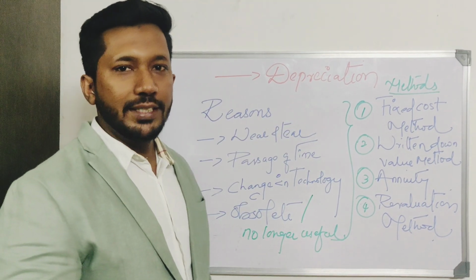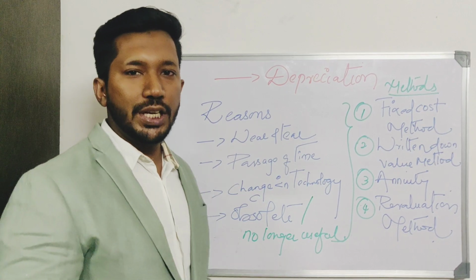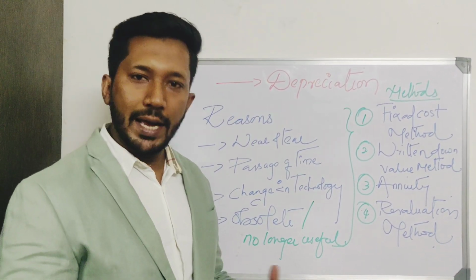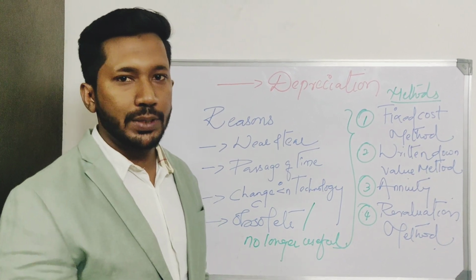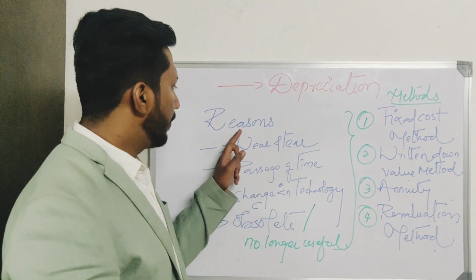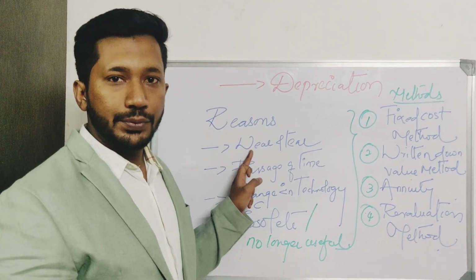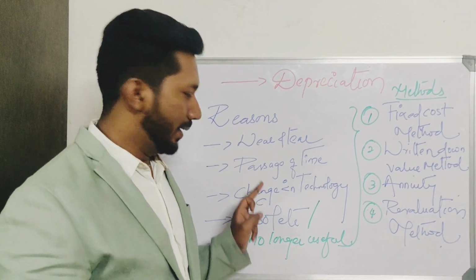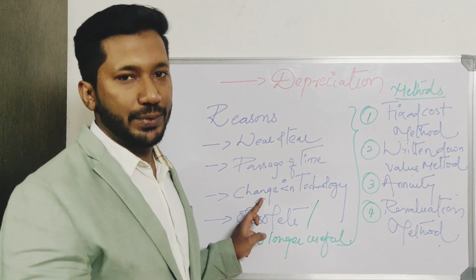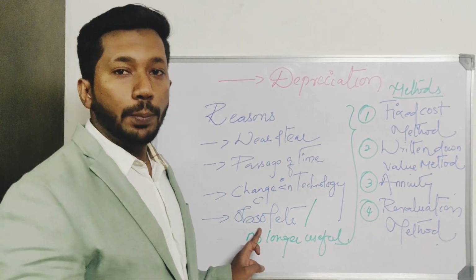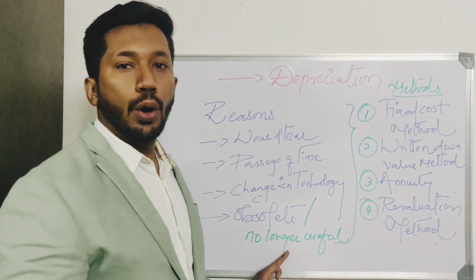So today's topic is depreciation. Depreciation refers to the reduction in the value of an asset due to usage. So what are the reasons for depreciation? First one is wear and tear, usage. The next, passage of time. The next we have is change of technology. And the last reason is obsolescence, that is, no longer useful.